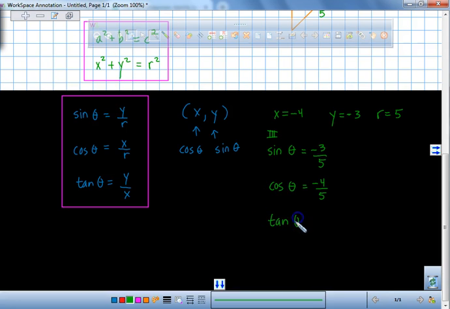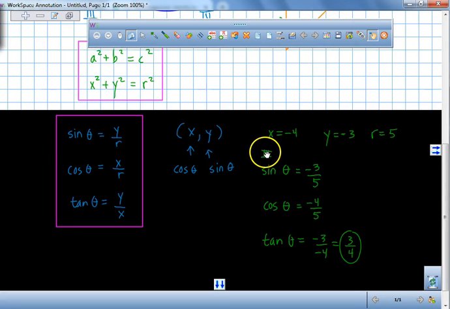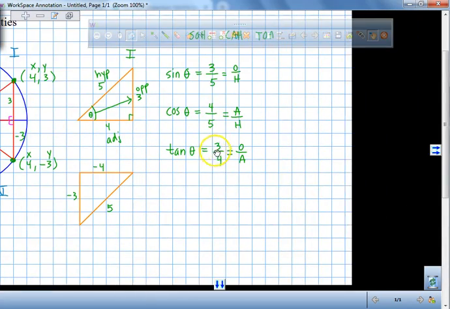If I said, hey, what's the tangent of theta? Boom. We got what? Negative what? -3 over -4. But what happens to those? They cancel out and become what? +3/4. So this is where you got to be careful. Check this out. We said we were in what? Quadrant 3. What did we get as the tangent? 3 over 4, correct?